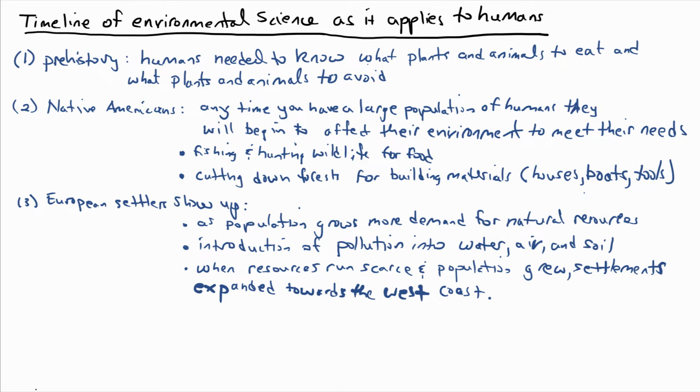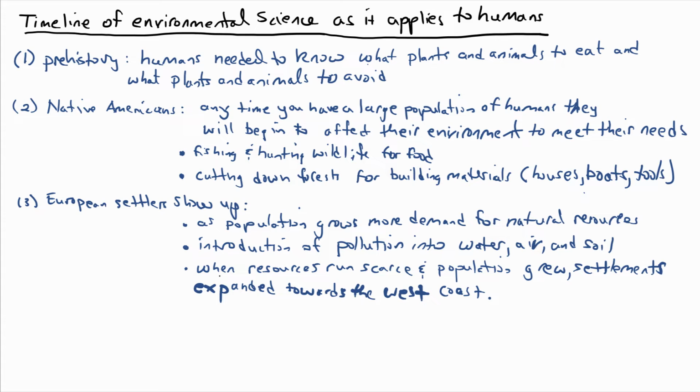And here I say, anytime you have a large population of humans, they will begin to affect their environment to meet their needs. Everybody has to have food, water, shelter. And so how are these Native Americans affecting their environment? Through fishing and hunting for wildlife or food, cutting down forests to make houses and boats and tools.